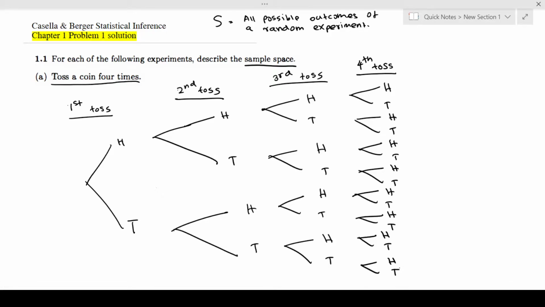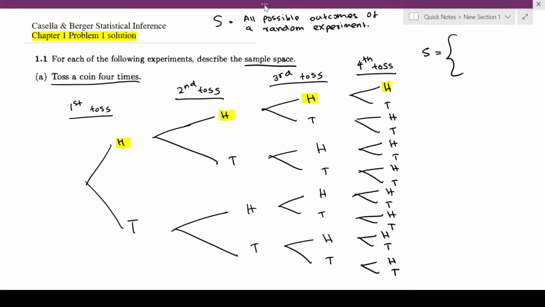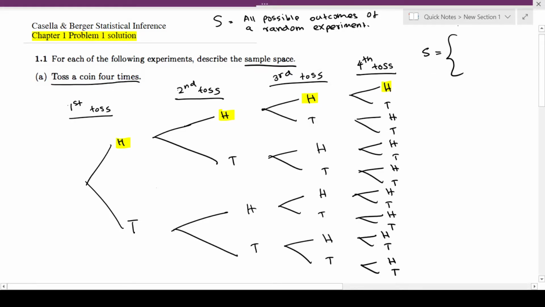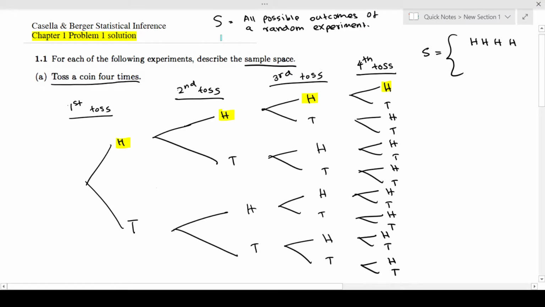Now to write the sample space. Sample space means all possible outcomes. Let's see what all the possible outcomes are. The first possible outcome would be: from the first coin toss you get a head, from the second a head, from the third a head, and from the fourth a head. So one possible outcome is head, head, head, head. Let's look at the next one. You can get a head from the first, second and third tosses, but in the fourth you would get a tail.